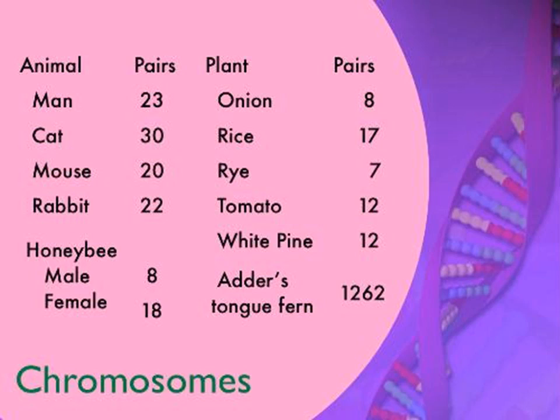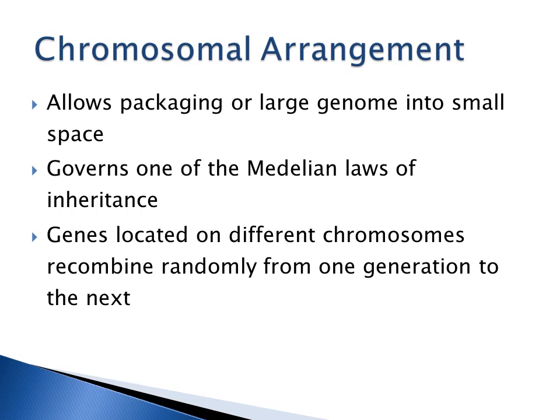In cats, there are 30. In male honeybees, there are 8. So depending on what cells you're looking at, you have different numbers of chromosomes. Chromosomal arrangement. So you have your huge genome that's in the teeny tiny space of the nucleus of a cell. So that's why chromosomes are important.